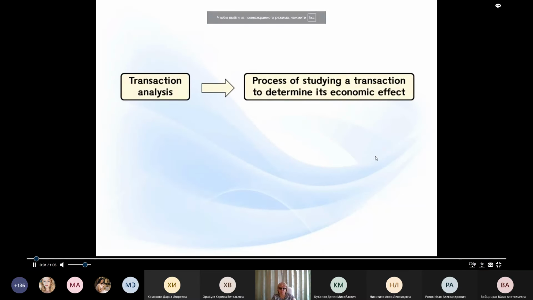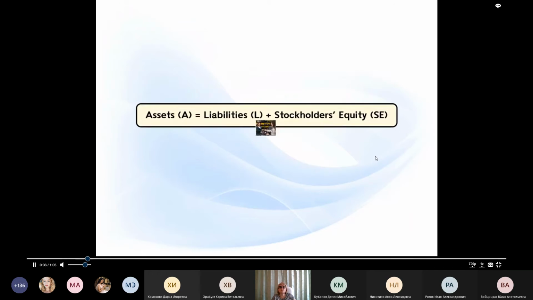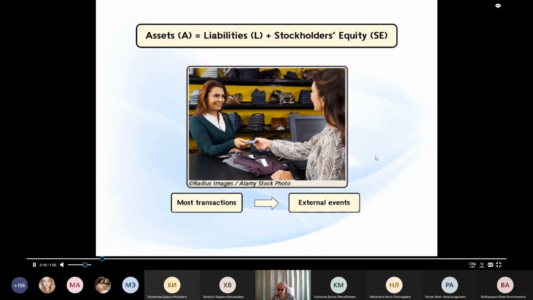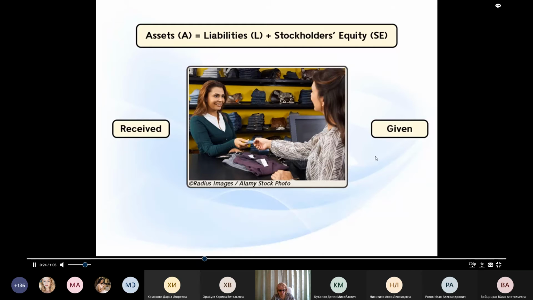Transaction analysis is the process of studying a transaction to determine its economic effect on the entity in terms of the accounting equation. Recall that most transactions involve external events in which the business exchanges assets or services for assets, services, or promises to pay with one or more external parties to the business. In other words, each transaction involves an exchange. Something is received and something is given.